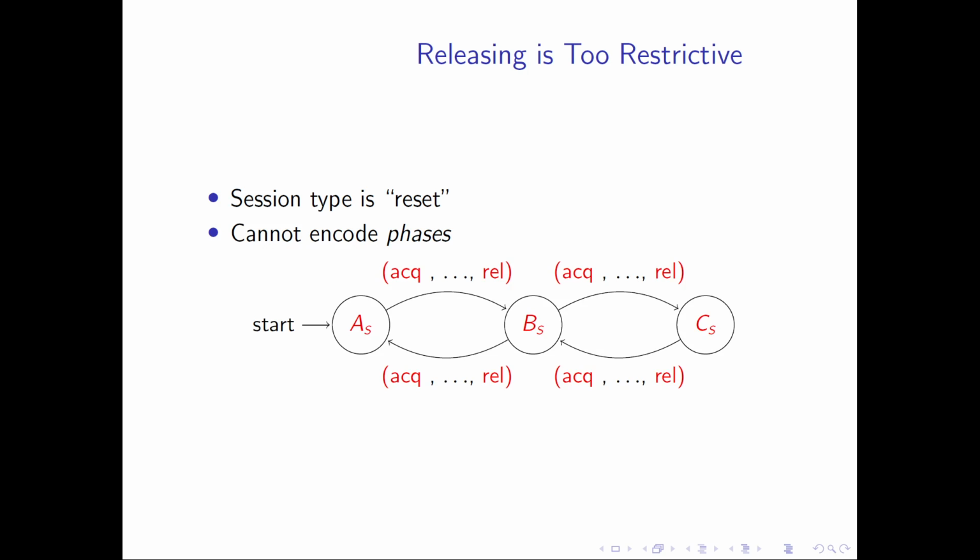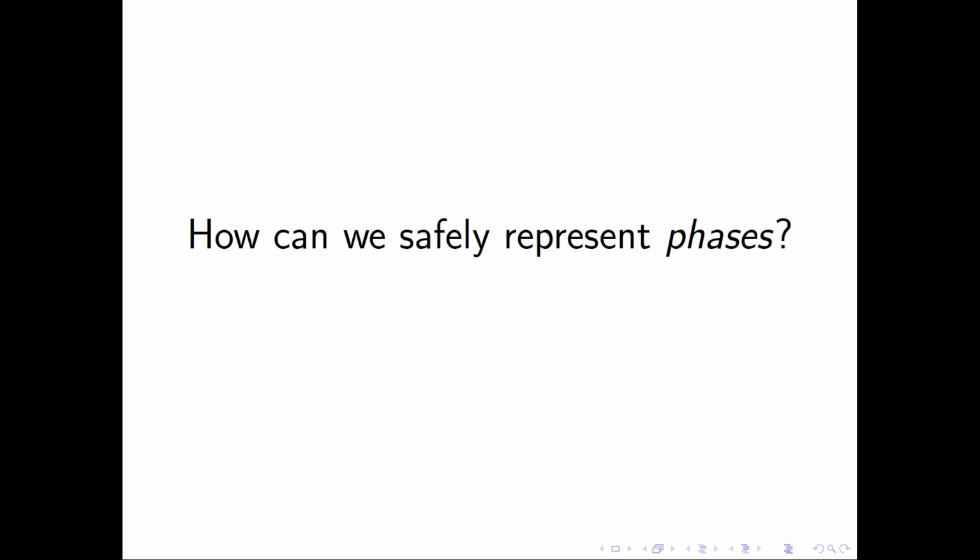So in this diagram, we can see that there are three phases, AS, BS, and CS, and we show possible transitions between these three different states, which the equisynchronizing constraint would forbid. So the question is, how can we represent phases at the type level? In this work, we successfully solve this in a safe manner. That is, we maintain the same meta theorems such as progress and preservation while relaxing this constraint on releases.